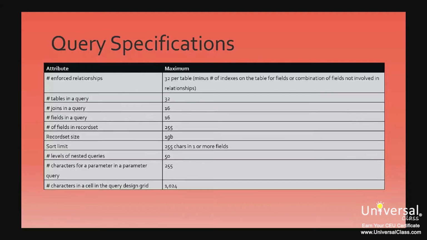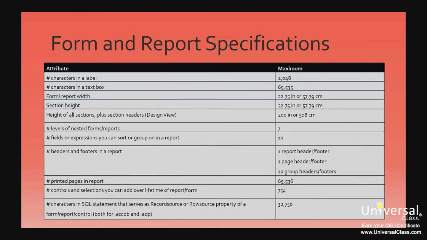This table shows some query specifications, such as the number of relationships on a table, number of tables in a query, number of joins and fields in a query. This table shows some specifications for forms and reports, such as characters in labels or text boxes, width and height of some areas, and the number of nested forms and reports.